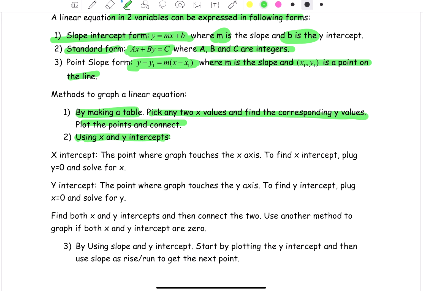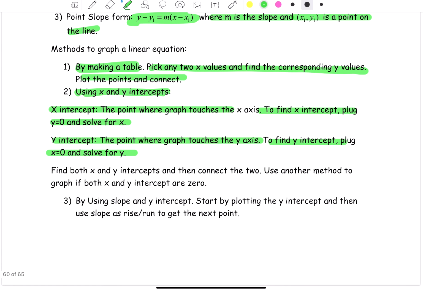We could also use x and y intercepts to graph a linear equation in two variables. To find the x-intercept, we plug in y as 0 and solve for x. The x-intercept is a point on the graph where the graph touches the x-axis. The y-intercept is a point where the graph touches the y-axis. To find the y-intercept, we plug in x equals 0 and solve for y. We'll find both intercepts, plot them, and connect the dots, and that'll be the graph for that line. If both x and y intercepts are 0, then we will have to use another method. This method would not work.